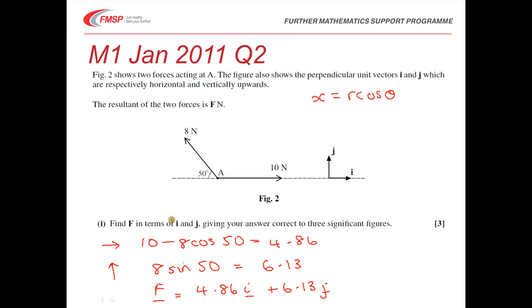So we get a method mark for resolving the forces, like in here, and then we get an accuracy mark for getting either one of the components correct and a second accuracy mark if they are both correct. Okay, remember those numbers because we need them on the next slide.